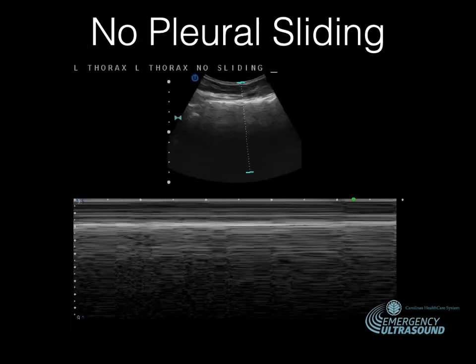And if we take it a step further and look in M mode, we don't see that nice sandy appearance that indicates the fully inflated lung. So it looks like a barcode all the way down. And that's known as the barcode or stratosphere sign.